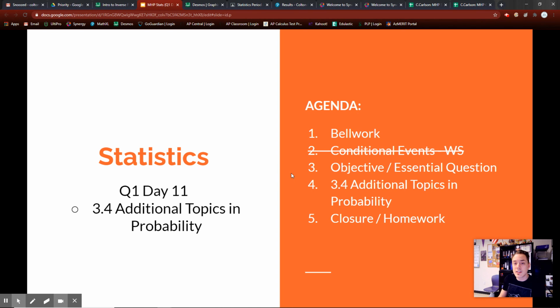And so this week is going to be a very short week, in that we're going to do additional topics in probability and how we can use the fundamental counting principle to our advantage when looking at how many different ways something can occur. We're also going to be looking more in depth at two-way frequency tables. We're going to do bell work, go through 3.4, and then, of course, the summary, the conclusion, and then the homework.